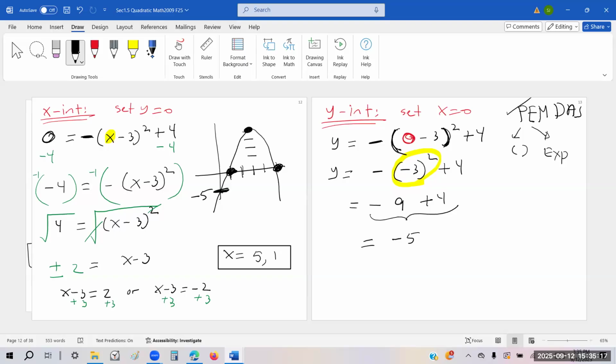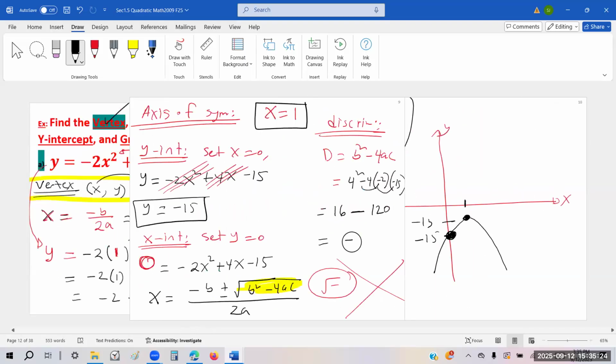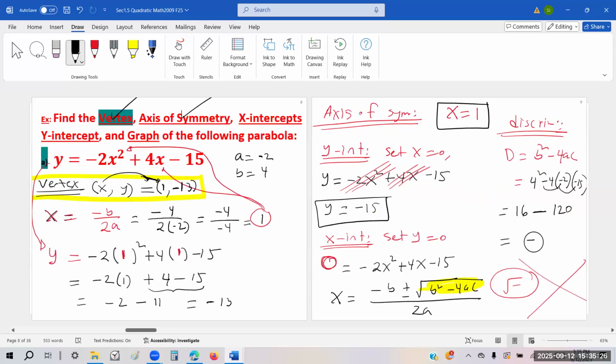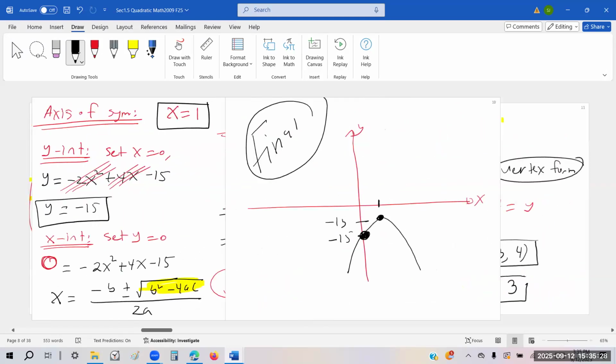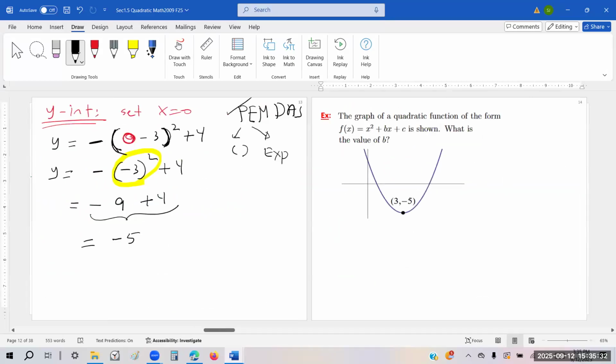In the final exam, they usually give the general form, right? The first one, this one. So you have to find the vertex using the formula, but the y-intercept you don't have to find, it's easy. Any questions?